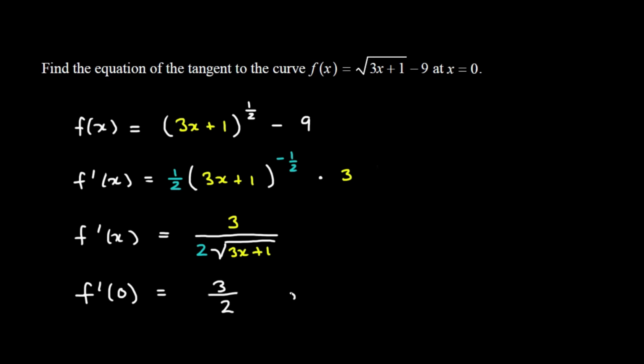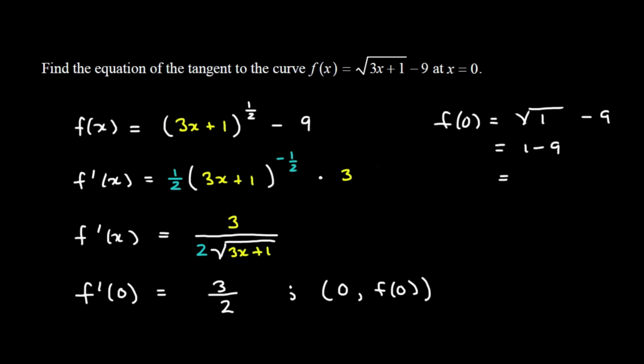Now don't forget, we also need our point of tangency. So we have a point of tangency at x equals 0. We also have to figure out what our y value is at that point of tangency. So I'm evaluating my original function, of course, and not my derivative anymore. So if we go up here and ask what do I get when we input 0 into this function? Well, we're going to get square root of 3 times 0 plus 1, which is root 1, minus 9. And I think you can see that this is going to be 1 minus 9, or negative 8. So our point of tangency is (0, -8).